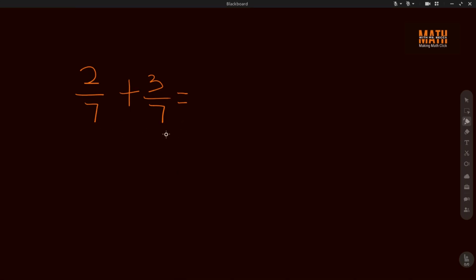If two fractions have the same denominator, then all you have to do is to add the numerators. That is, we will have 2 plus 3 and then we maintain the denominator, so 2 plus 3 will give 5, and this will be 5 over 7.